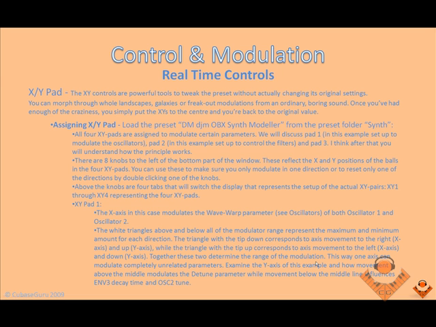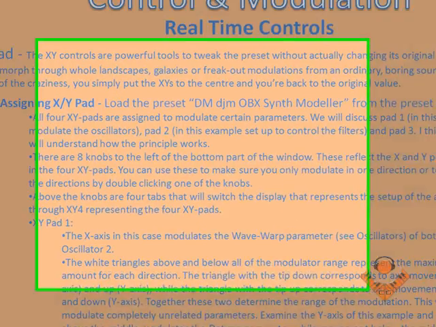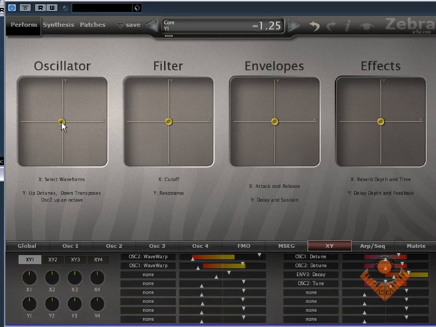Together these two determine the range of the modulation. That makes sense. This way one axis can modulate completely unrelated parameters. Examine the y-axis of this example and how movement above the middle modulates the detune parameter, while movement below the middle influences envelope 3 decay time and oscillator 2 tune. Okay, so on the y-axis, if we come below the y-axis, watch what happens over here.